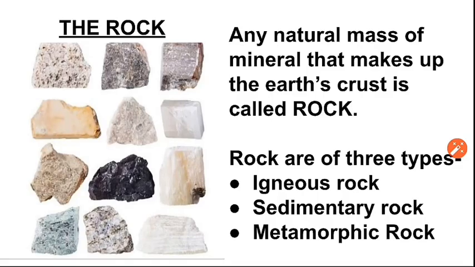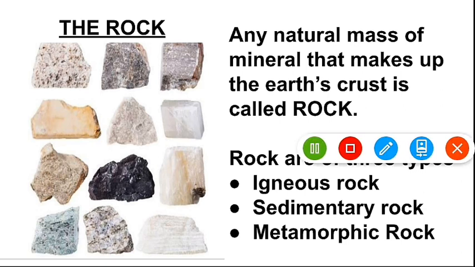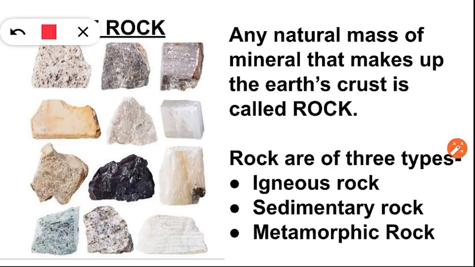Our Earth's crust is made up of many kinds of rocks. First let us find out what is a rock. Any natural mass of minerals is called a rock. That means many kinds of minerals come together to form a rock.